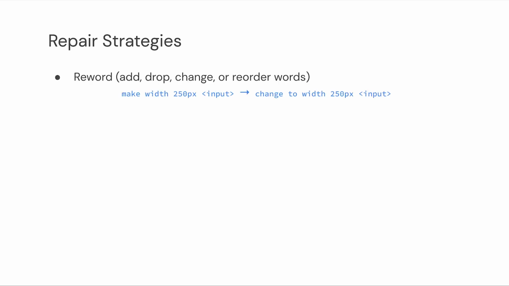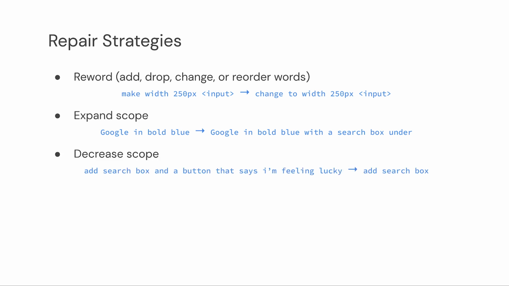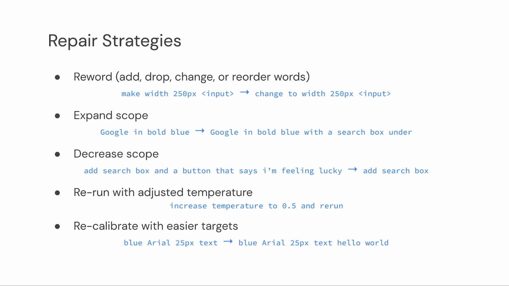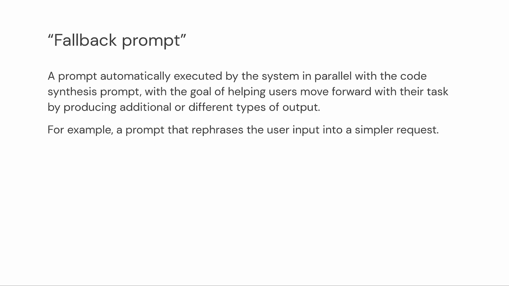Participants also faced challenges in debugging model input when results were not sufficient. We identified a variety of recovery techniques, including rewording the request, expanding or decreasing the scope of the request, and rerunning with adjusted temperature. One interesting fallback strategy observed in 4 participants was to inject words and phrases such as hello world or test as easier targets.